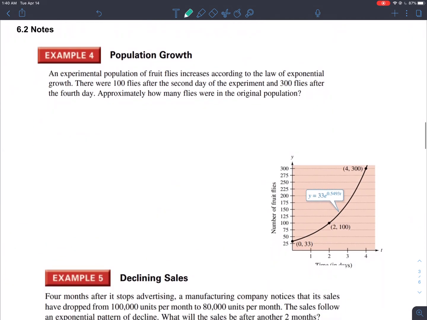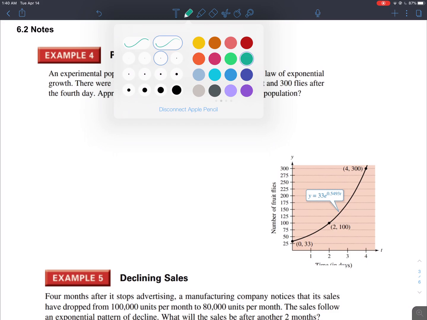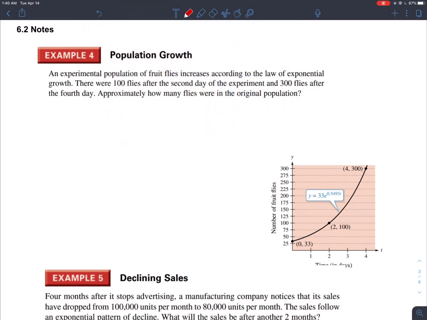All right, moving on. Population growth. An experimental population of fruit flies increases according to the law of exponential growth. Boom, there we go. As soon as we get that statement, increases according to the law of exponential growth, we know that we can rely on our model y equals ce to the kt.